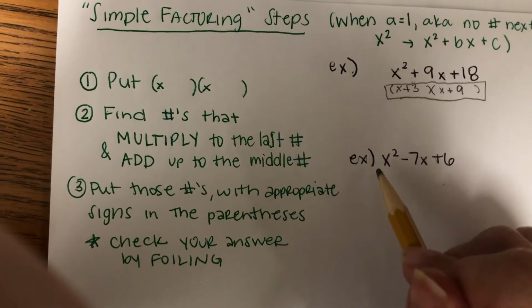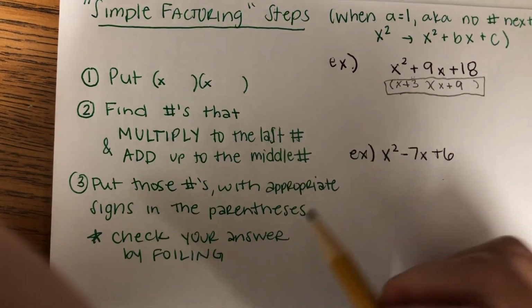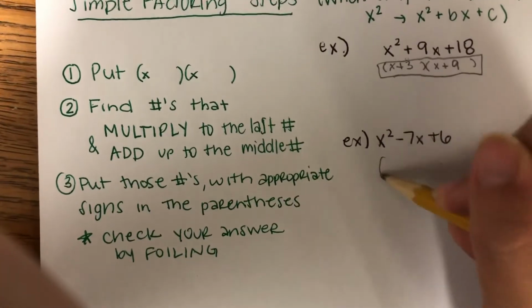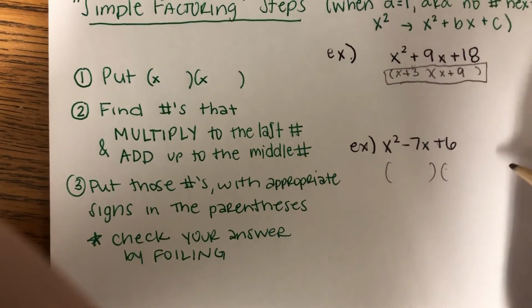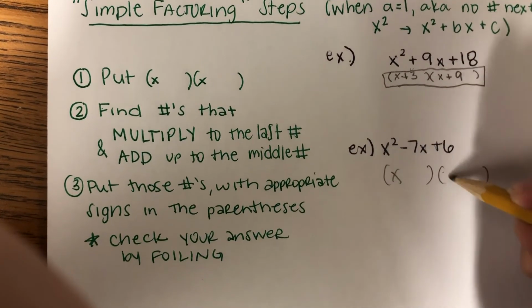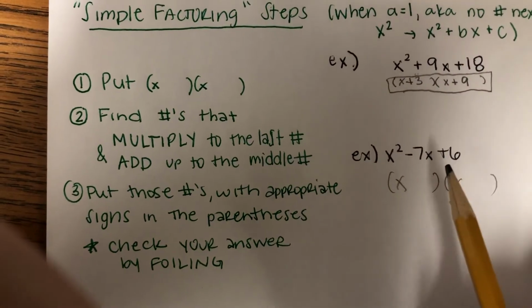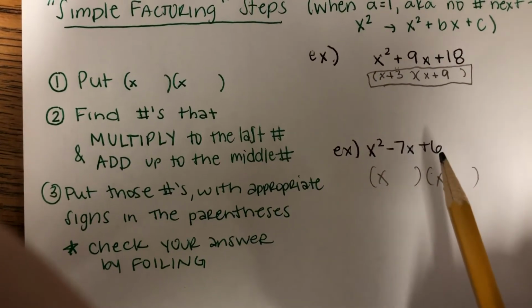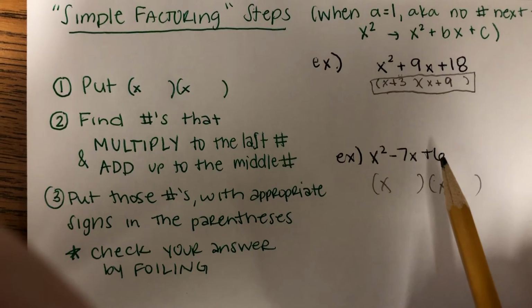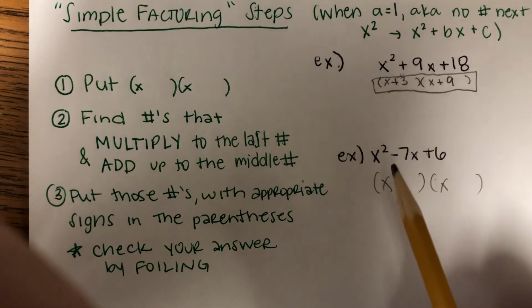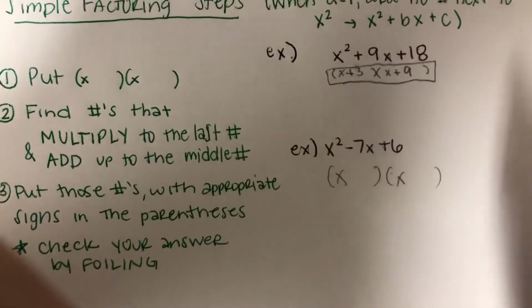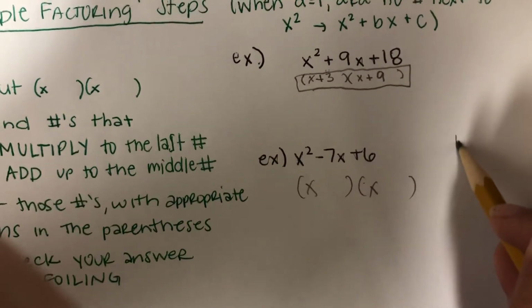Notice that it's simple factoring, no number next to x squared, so I can follow these steps. These steps say to put parentheses, parentheses, and x, x. Then I have to look at my last number and say, what numbers can I multiply to get negative 6 and then add those same numbers up to get negative 7? I'm going to put a little sidebar here so I can visualize these better.